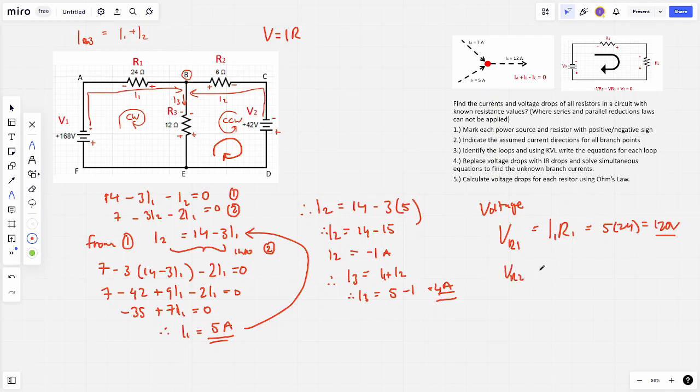Voltage across R2 is equal to I2 R2, and we don't take the negative, we take the positive current, so that's 1 amp multiplied by 6 ohms, which is 6 volts. And then finally the voltage drop across R3 is equal to I3 R3, which is 4 amps multiplied by 12, which is 48 volts. So hopefully you found that somewhat useful.